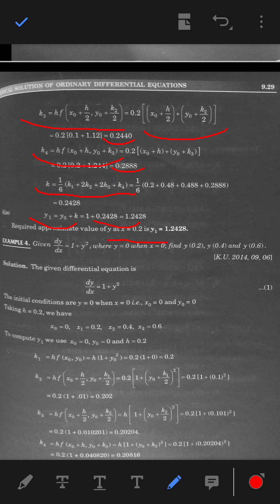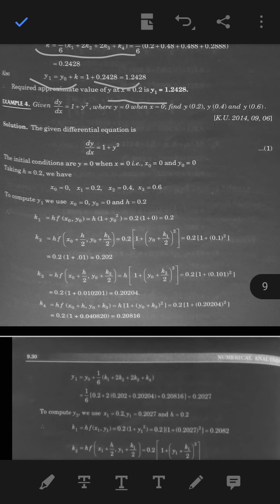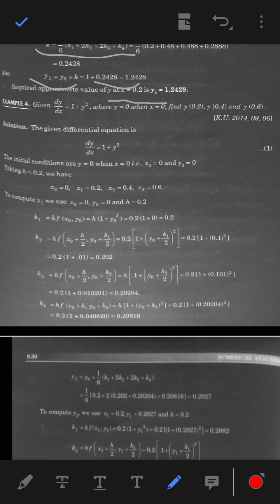So next we move on to the next problem. Our next problem is, we are given this first order ordinary differential equation, that is dy by dx is equal to 1 plus y square. So this is our function, and initially x naught is equal to 0, y naught is equal to 0, and we are to find the value of the function at 0.2, 0.4 and 0.6. We are to find the value of y at these 3 points.